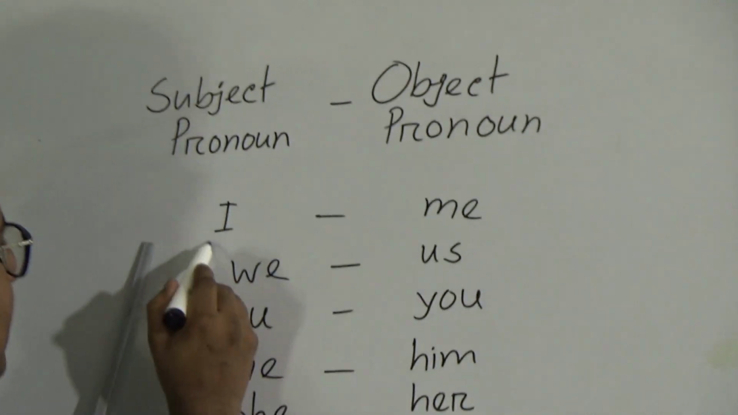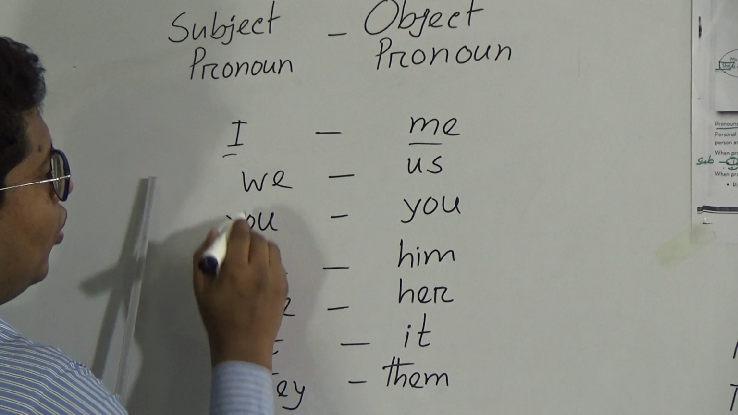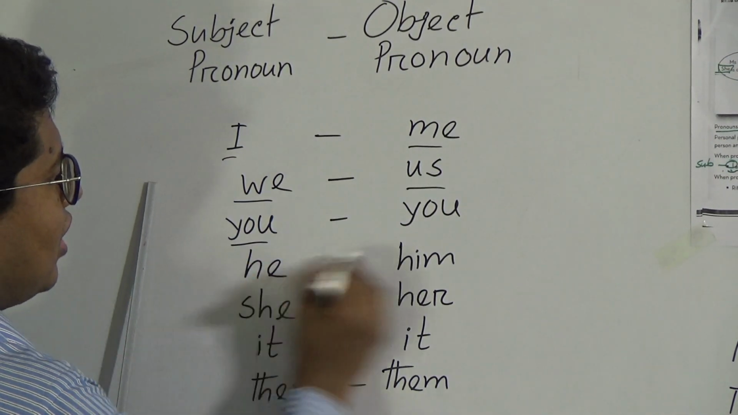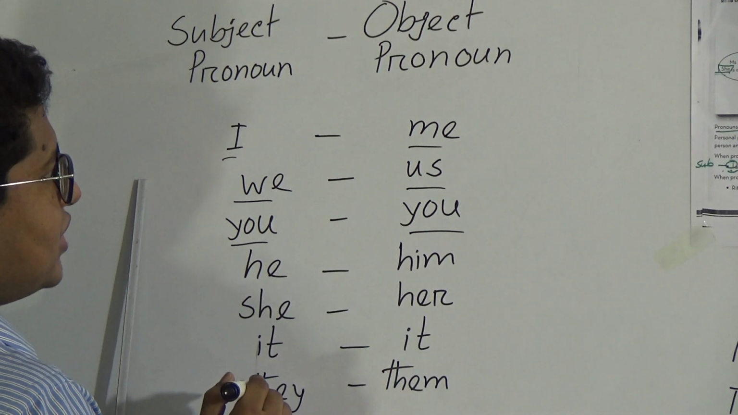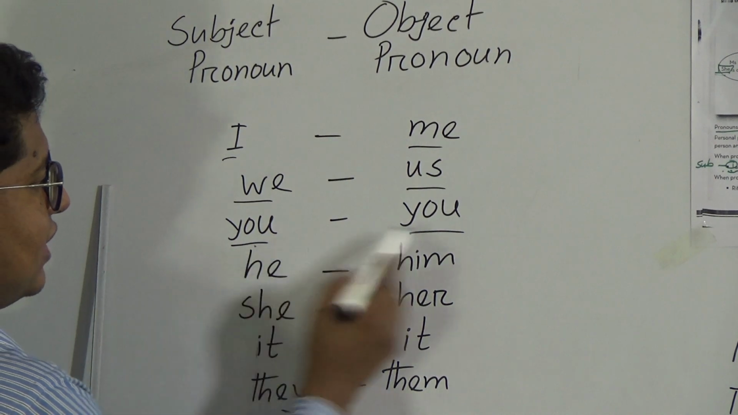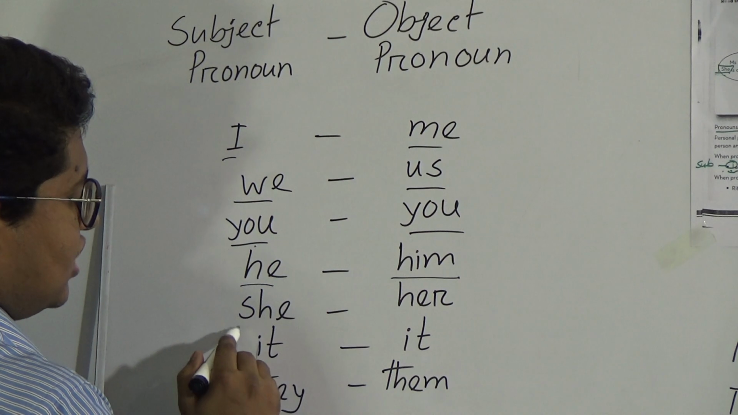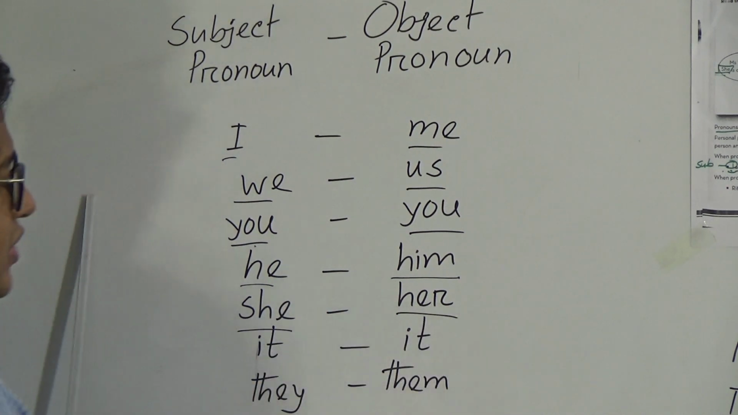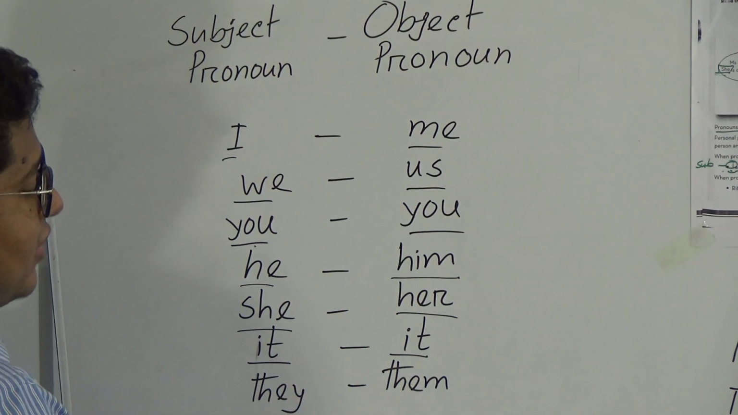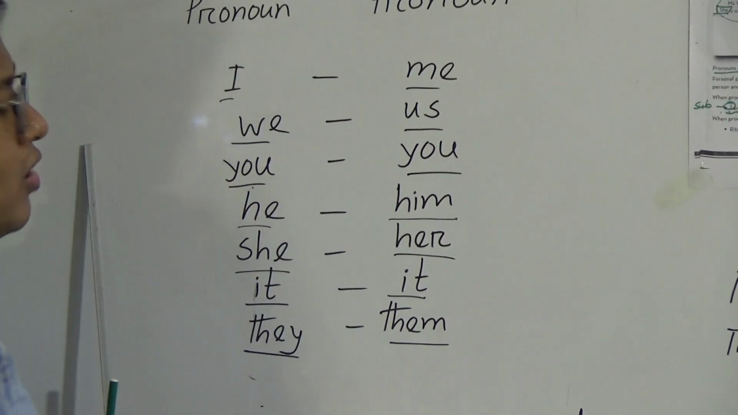So I is the subject pronoun, and the object pronoun is me. We is the subject pronoun, us is the object pronoun. You is the subject pronoun, you is the object pronoun. You remains the same in subject and object. He is the subject pronoun, him is the object pronoun. She is the subject pronoun, her is the object pronoun. It is the subject pronoun, it remains the same also in the object pronoun. They is the subject pronoun, them is the object pronoun.